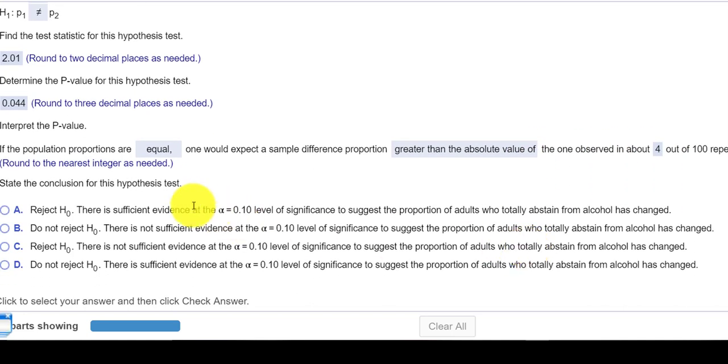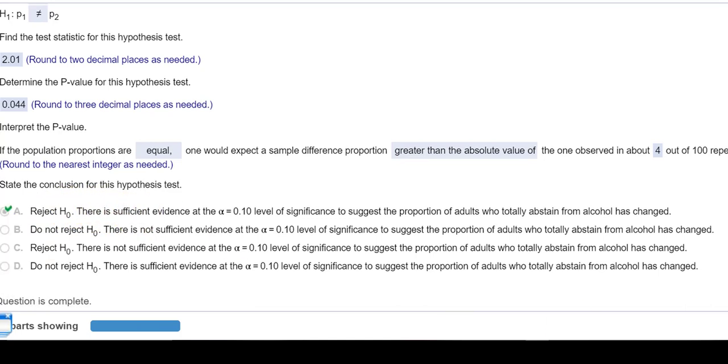Okay, so to state your conclusion for the hypothesis test, my p-value is less than the level of significance, or alpha. Alpha is 0.1, and my p-value is less than 0.1. So if it's less than, we reject. So my answer is either going to be A or C. We reject the hypothesis, and let me read the options. So I'm going to say we reject.